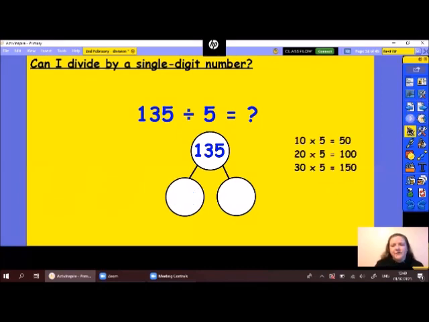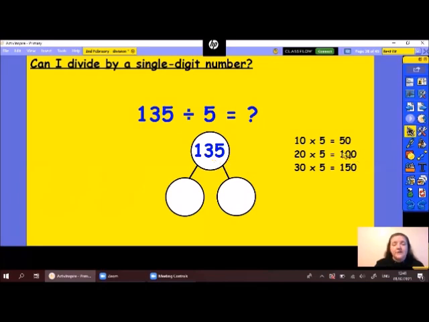However, I do know that I can multiply by multiples of 10. I can do more than 10 times 5. So I know that 10 fives are 50. I know that 20 times 5 is just like 2 times 5, but multiplied by 10 with that 0, so it makes 100. 30 times 5 is 150, but that's too many because I've only got 135 here.